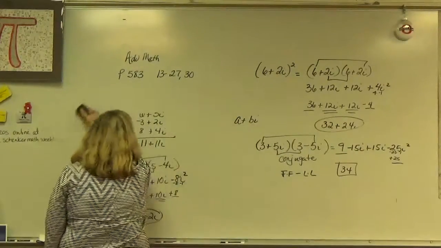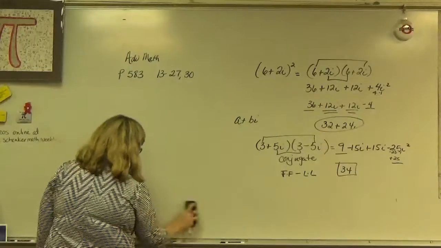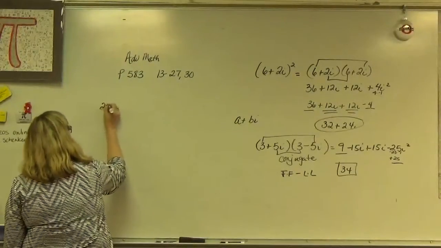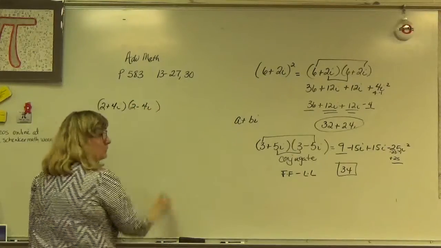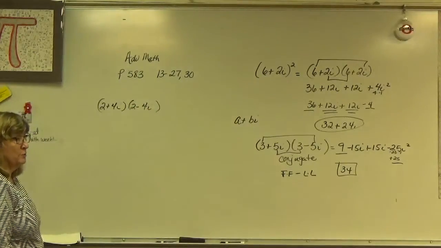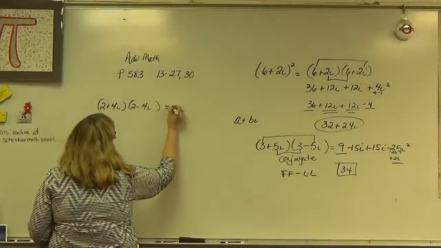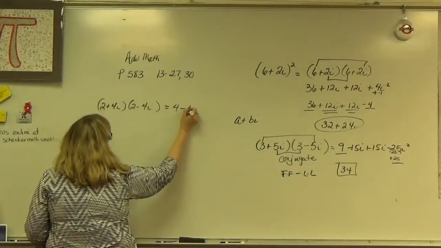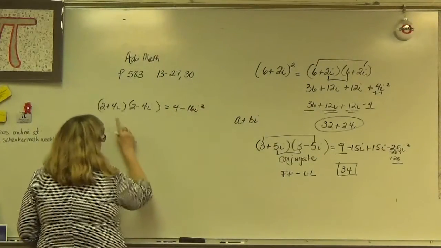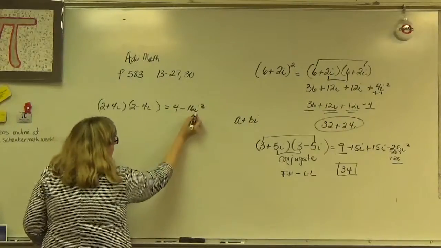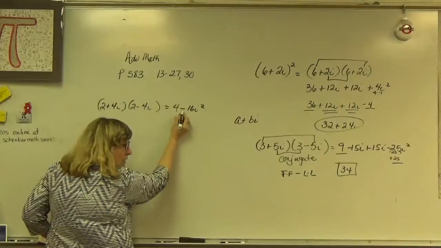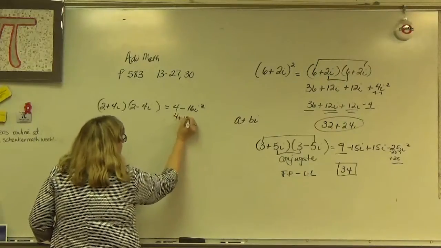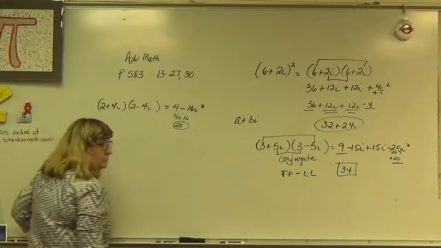So let's look at another one. Let's go with 2 plus 4i times 2 minus 4i. First times first, 4. Last times last, -16i squared, because they were conjugates. Now, i squared changes to a -1, so a negative times a negative is a positive 16. So 4 plus 16, our answer is 20.